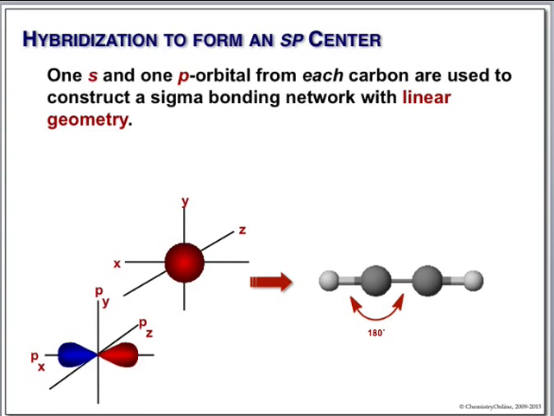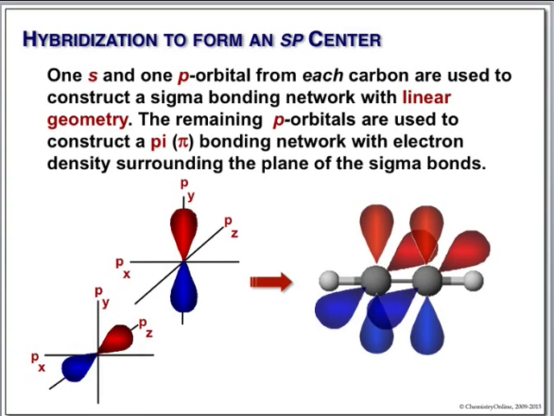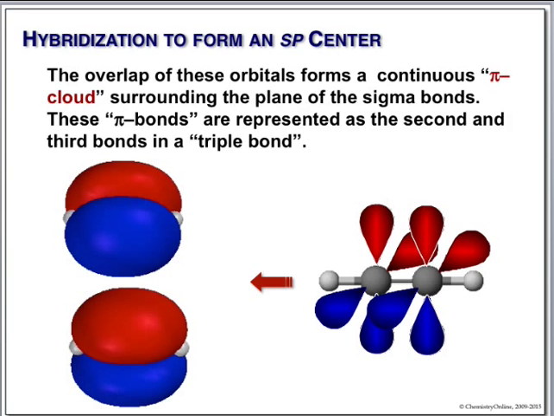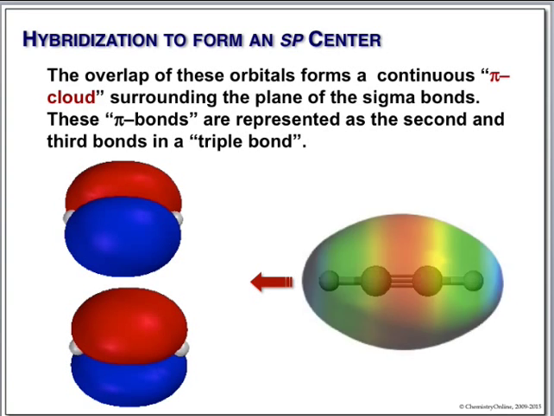For the sp center, again, we're going to triple bond. We're going to use 2 orbitals to make our sigma network. We have p orbitals left over, 2 on each. And here we have linear geometry with 2 sets of these pi orbitals. Again, very reactive geometry. Each of these we draw as a bond like this, that's our triple bond. And as you can see, we have a huge belt of electron density around the middle.